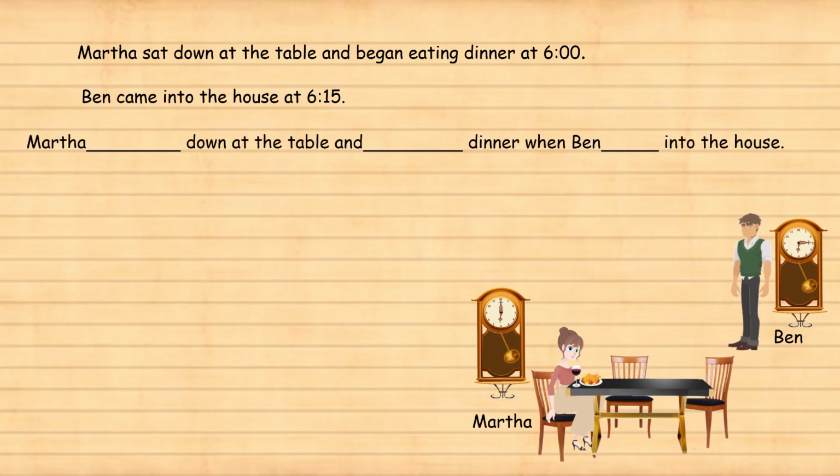Complete the following sentence with past continuous tense and the simple past tense. Martha was sitting down at the table and was eating dinner when Ben came into the house. The arrow points to the answer. What is the question?